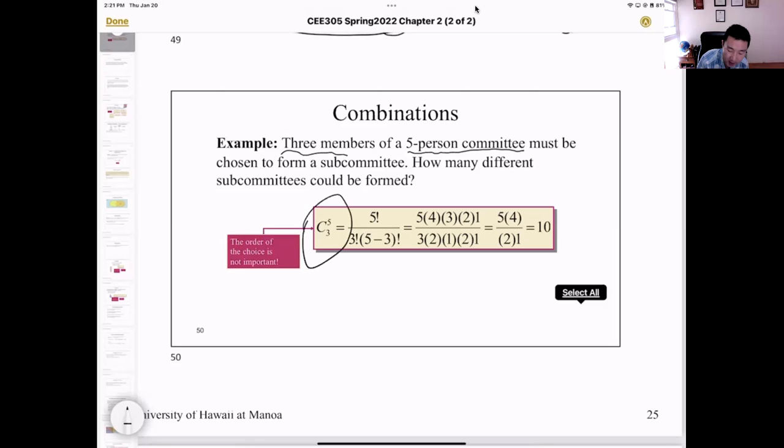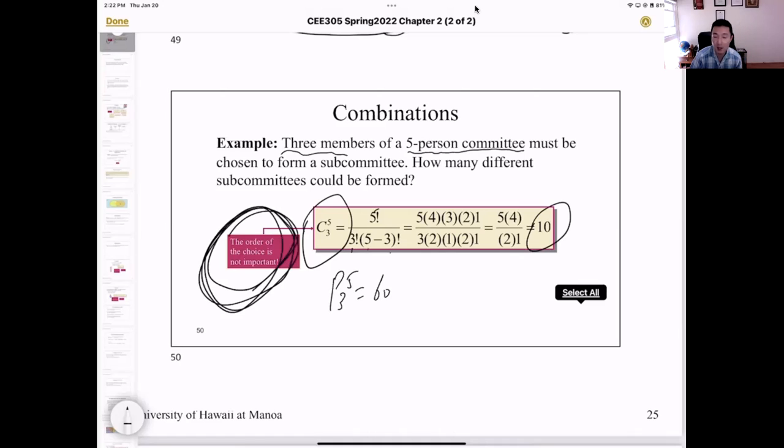So N is 5, K is 3. So N minus K is 5 minus 3. We have 10 different ways. For P(5,3), we have 60 ways. So with combination, we have much fewer ways to do that. Again, the order of choice is not important, so we use combination.